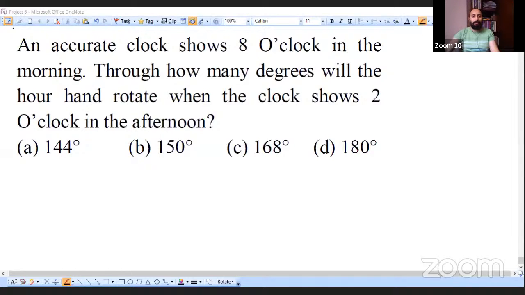Okay. What is the answer? 180. Very good. Very good. So let me give you some more questions. Again, a very similar question. I will be going to the calendar soon. What would be the answer for this? 180 is the right answer for this.